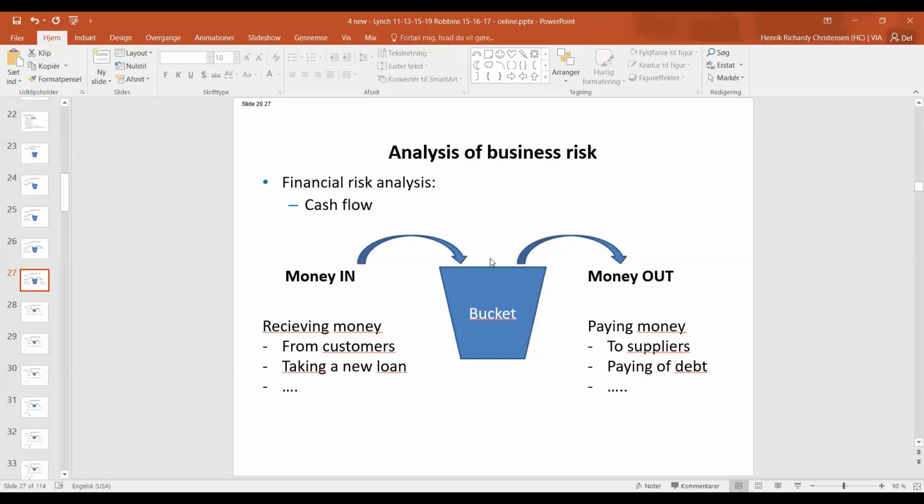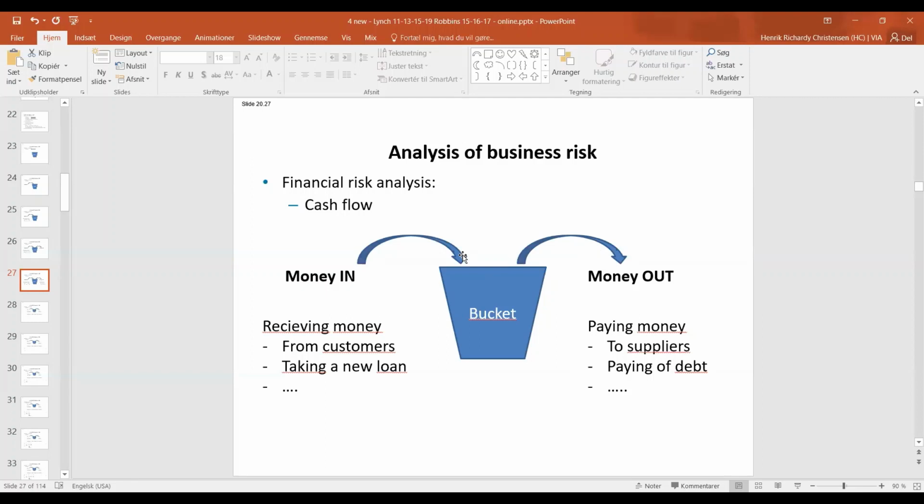And looking into this, if we have more money going in than we have money going out, then we have a positive cash flow down here in the bucket. We always have enough money. But if we have less money going in than we have money going out, we would have a negative cash flow. And I guess that we can all see that in the long run, we cannot have a company that is having more money going out than money going in.